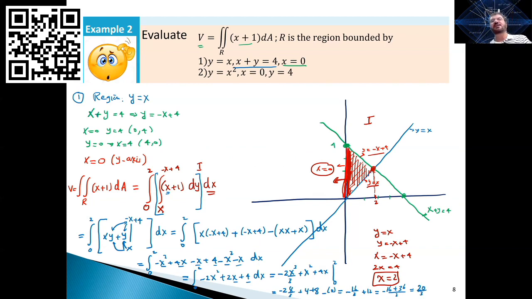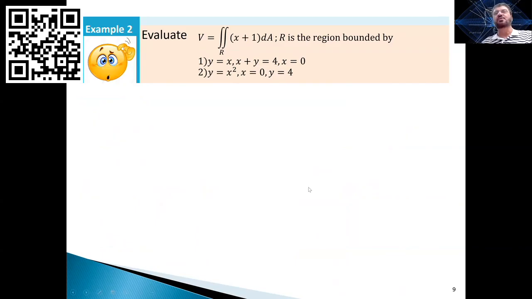This is exactly the volume of the solid that is bounded above by z equal x plus 1. And on the ground, it is standing on this shape. That's it. Number 2. Same solid, same surface, but the ground now is different. What do we have on the ground? Number 2. We have y equal x squared, x equal to 0, and y equal to 4.